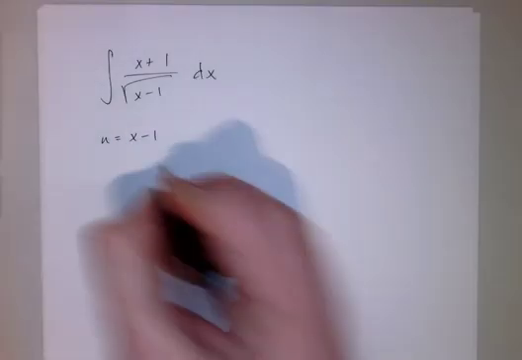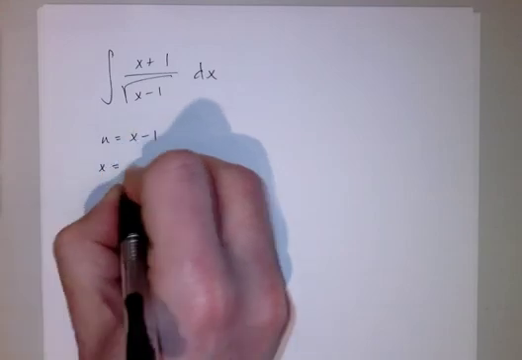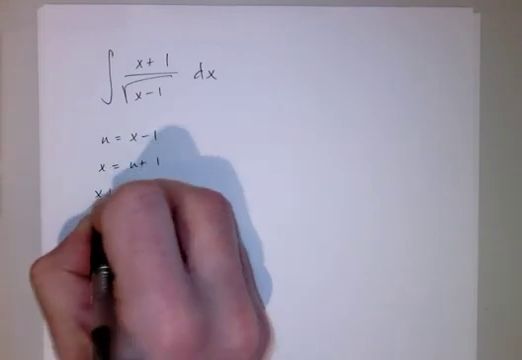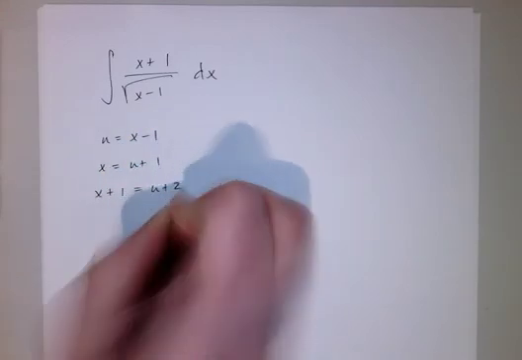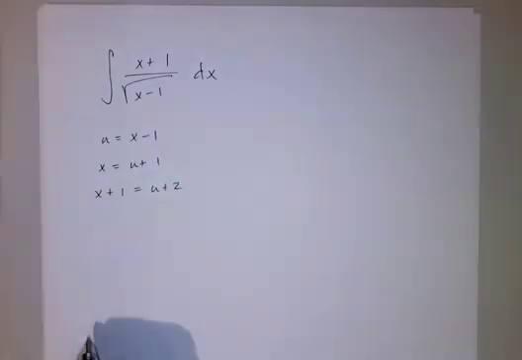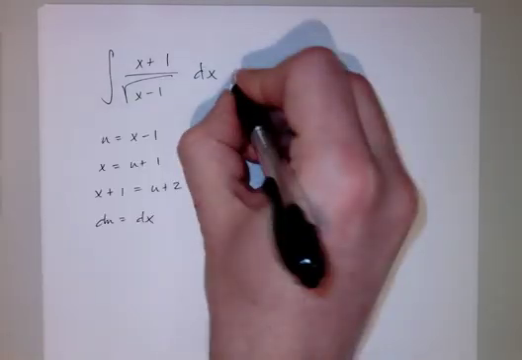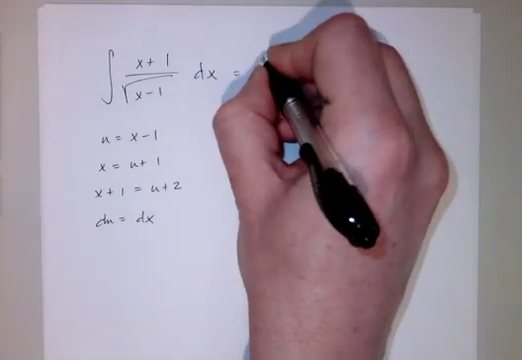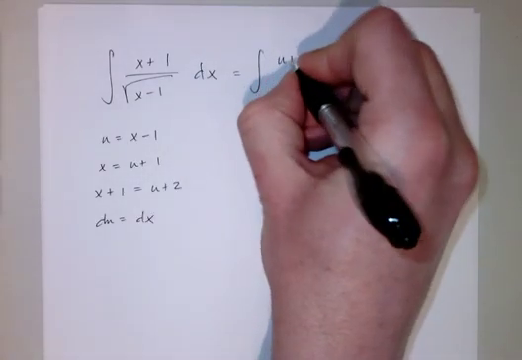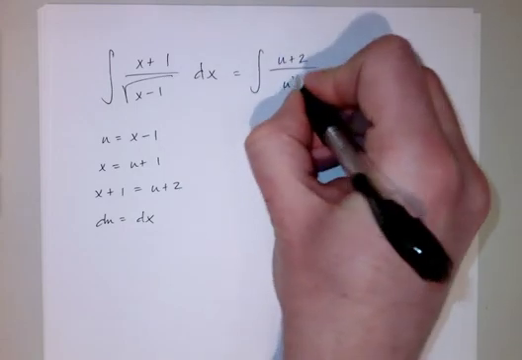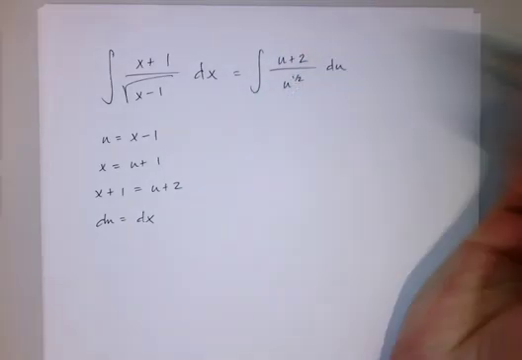So if u is equal to x minus 1, then x is equal to u plus 1, and x plus 1 is equal to u plus 2. No matter which one you differentiate, it doesn't really matter. You know du is equal to dx. Well, let's see what that gives us. Okay, that gives us u plus 2 over u to the 1/2 du.